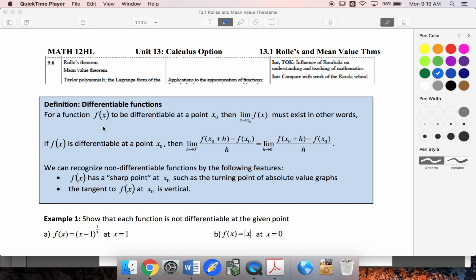With this set of notes, we're beginning our calculus option, and we're starting with Rolle's and Mean Value Theorem. So we looked at this doing our Desmos activity, but now let's look at formal definitions and some applications.